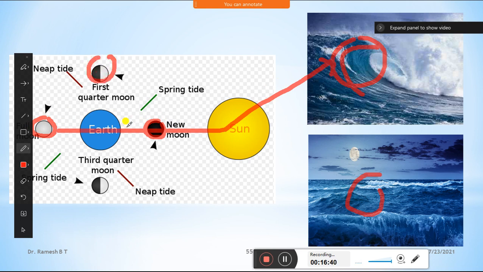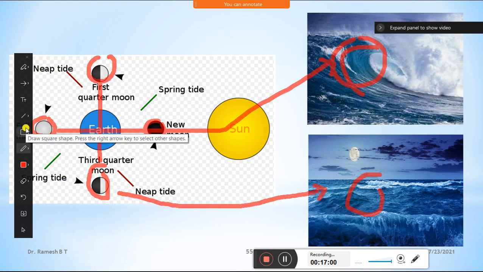On the first quarter and the third quarter, meaning the earth and the moon are at right angles to the sun, it creates the neap tide, meaning the weakest tides. Of course, gravitational force and centrifugal force are the reason for these neap and spring tides. When they are in line, there is more gravitational and more centrifugal force, which causes strong tides. But in the first quarter and third quarter, because of less gravitational as well as less centrifugal force, it causes low tides, that is, weak tides, neap tides.